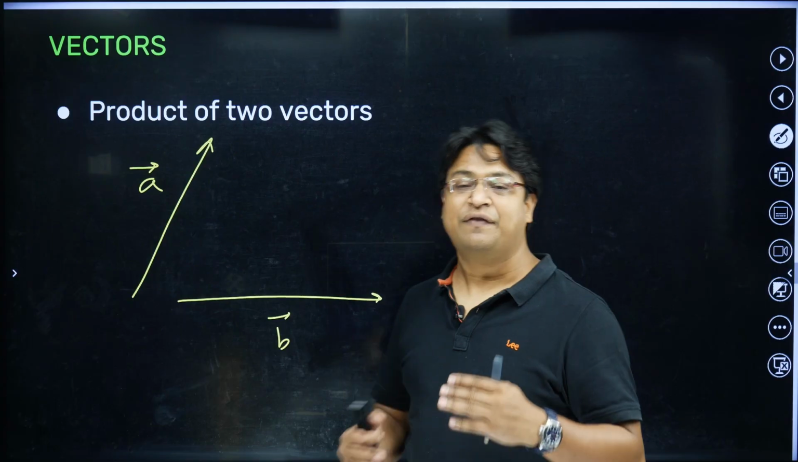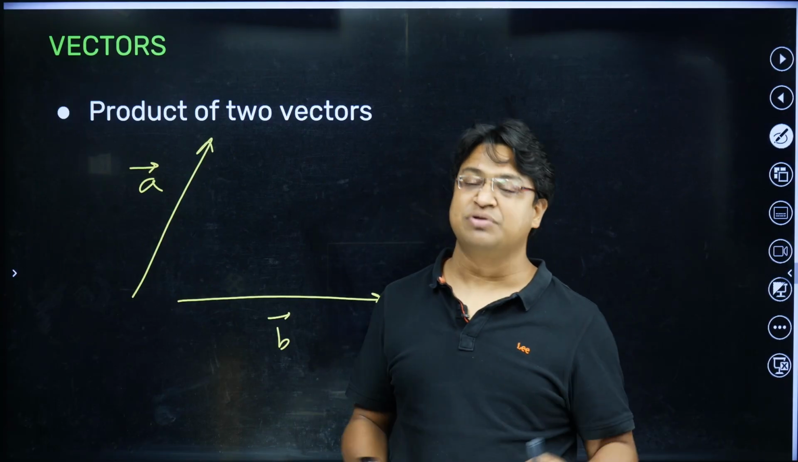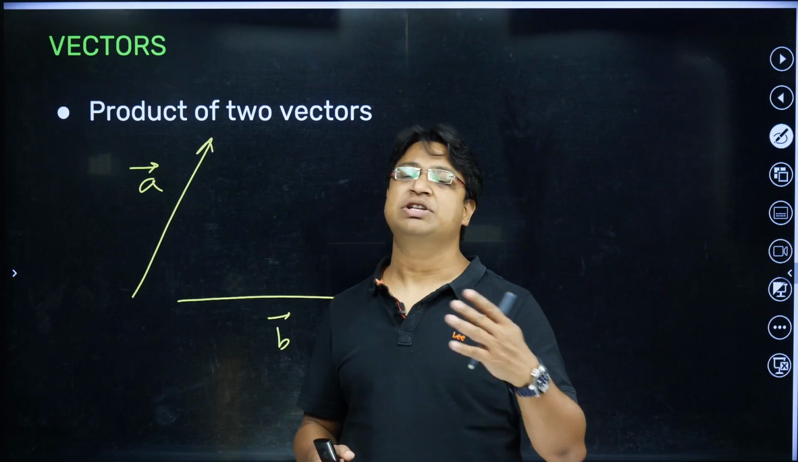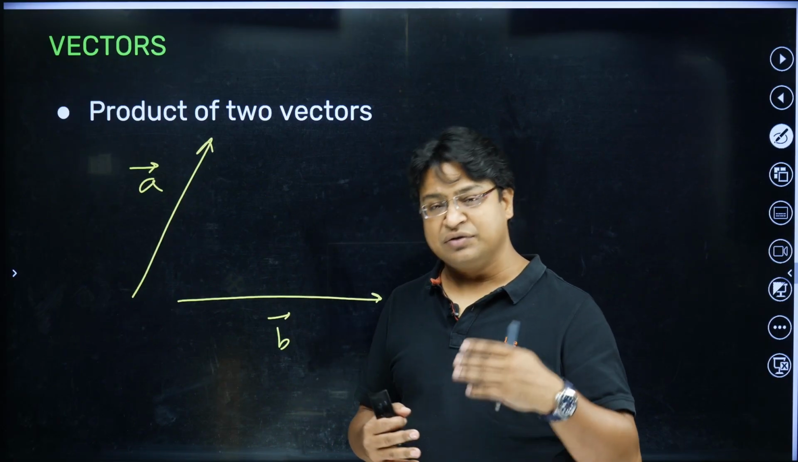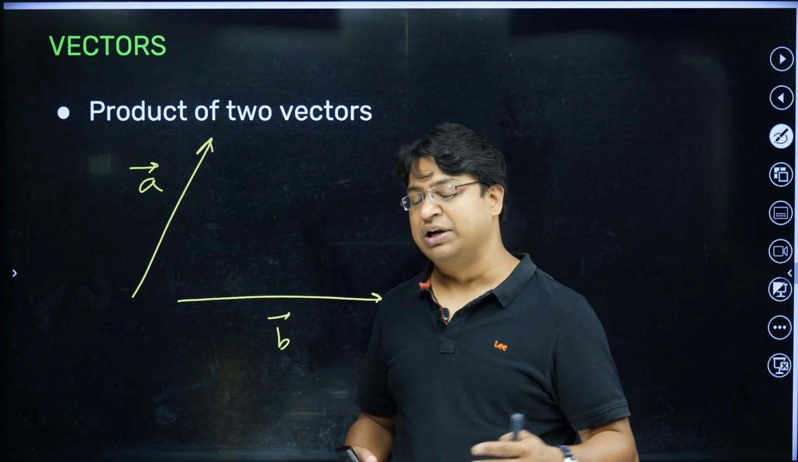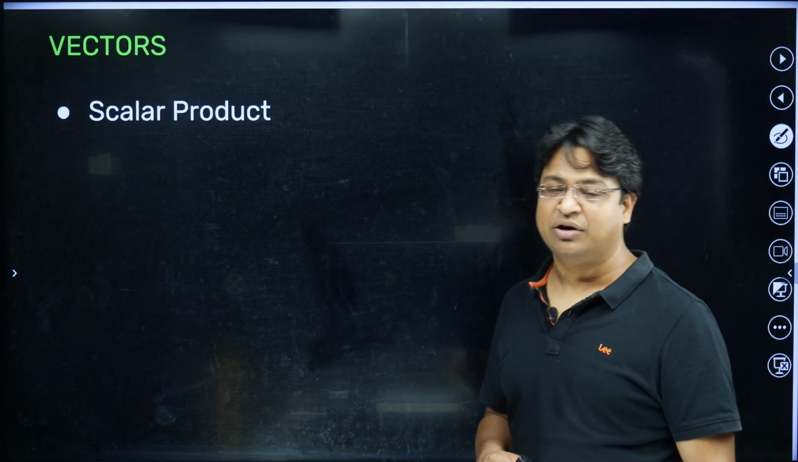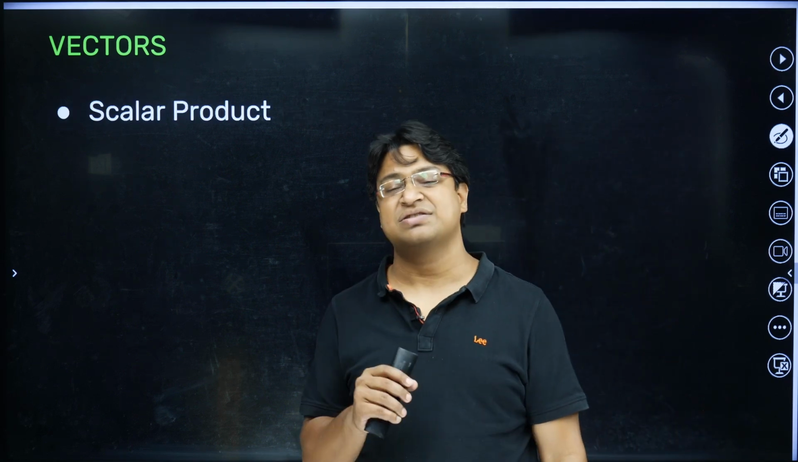Both kinds of product find their application in various concepts of physics. We are right now understanding the mathematical aspect of it. I will also touch upon some of the applications of both kinds of products. So let's start with the scalar product. Remember, the scalar product will give us a scalar output.